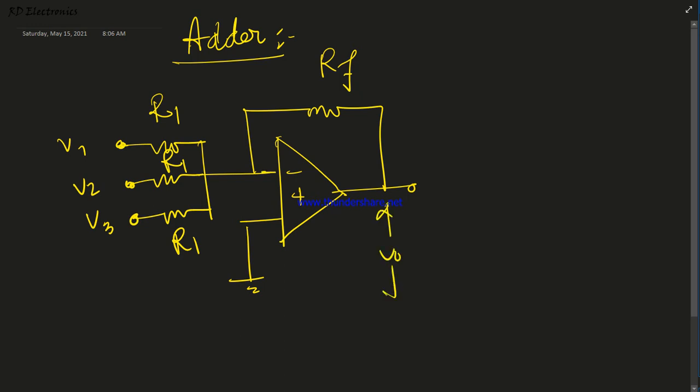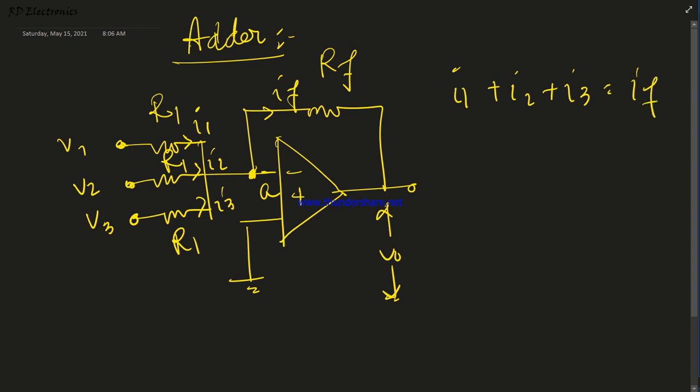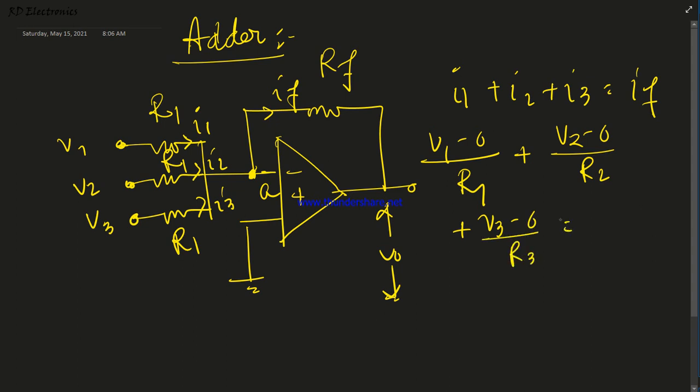This is the output. So according to KCL, there are 3 currents I1, I2 and I3 which enter this point, and the outgoing current is IF. So if we apply KCL at this point A, we get I1 plus I2 plus I3 equals IF. So what is the value of I1? I1 is V1 minus 0. Why is this 0? Because according to virtual ground, this point potential equals 0. Divided by R1 plus V2 minus 0 by R2 plus V3 minus 0 by R3 is equal to 0 minus Vf divided by Rf.